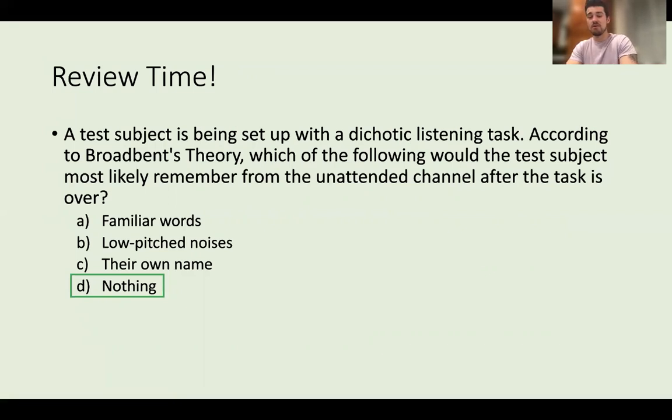And the same thing, their own name, we're not devoting attention, so it's not going to make it through. But again, in Treisman's attenuator model, our own name is something that's super familiar to us, so we would be much more likely to notice it, even if it is in the unattended channel. But again, since we're talking about Broadbent, the correct answer is D. Nothing is going to pass through that unattended channel.